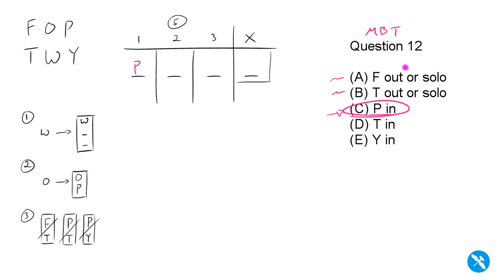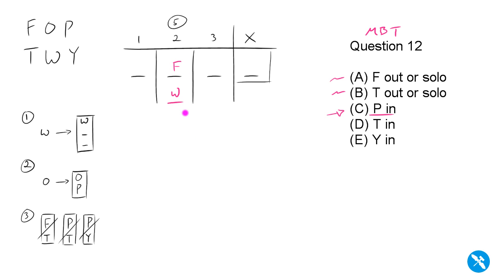Okay, so I suppose at this point we can move on, but I do want to talk about why I translated it into out or solo. The answer choice itself says there are no multicolored rugs in which F is used. So what does that mean? Well, what is a multicolored rug? This is a multicolored rug, right? So they're saying you can't have F be used with anything else.